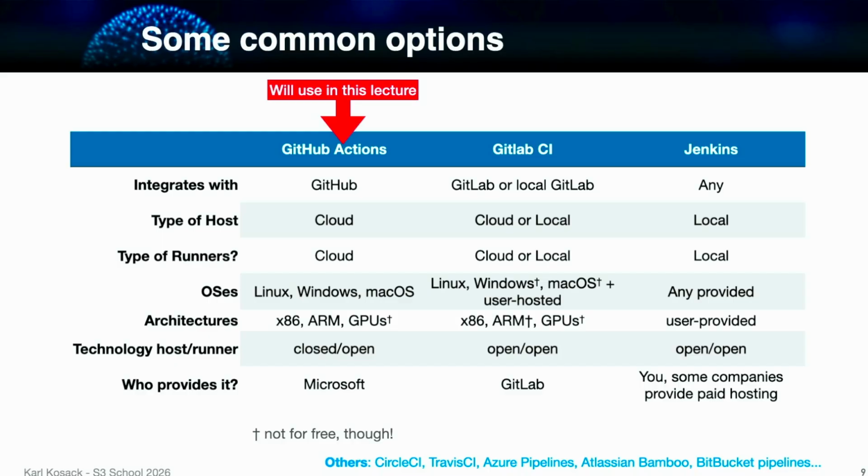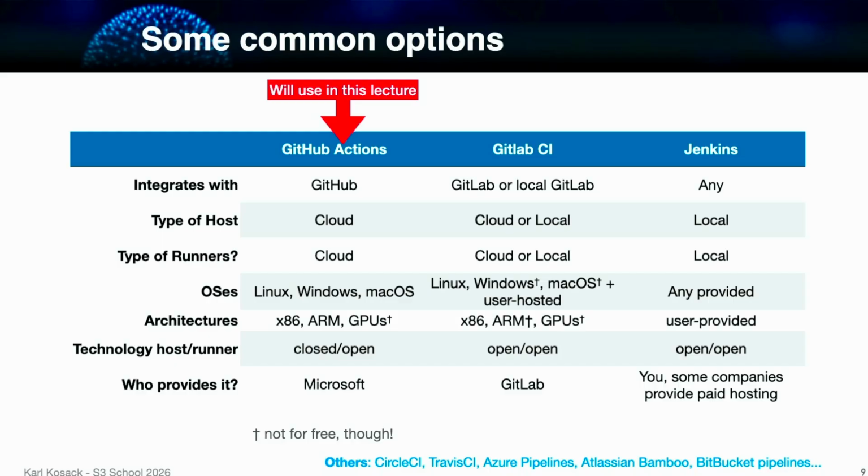GitLab CI, if you're using GitLab, is probably the easiest one to use because it integrates directly. It's very easy to use. And there's an open source one called Jenkins, which is used by a lot of people. This one you have to run yourself, so you have to have somebody set up a server for it and run it. Often this is provided by institutes and other organizations. So it runs locally, whereas these others run in the cloud.